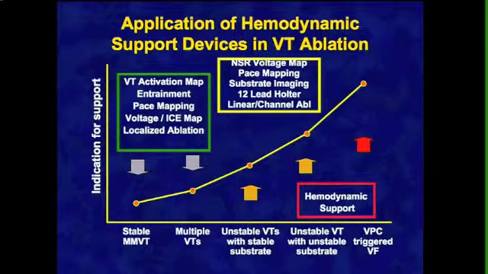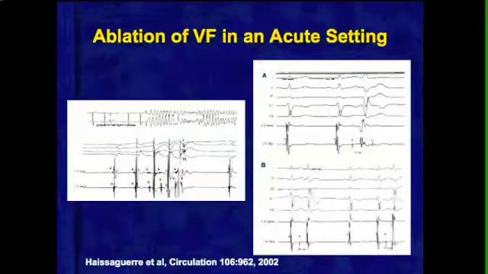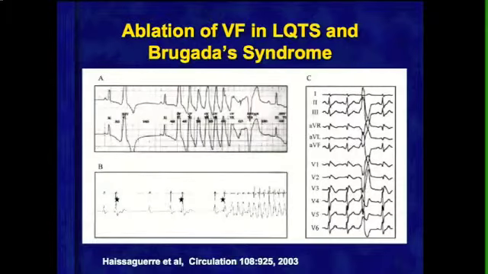And then there's those that just flat out need hemodynamic support: unstable VT and unstable substrate, and PVCs that induce VF. This is one of Michel Haïssaguerre's VF cases. And if every time you see one of the offending PVCs, they go into VF, that's naughty. You have to put them in timeout, and sometimes you have to put in devices that will support their pressure while you're doing the work.